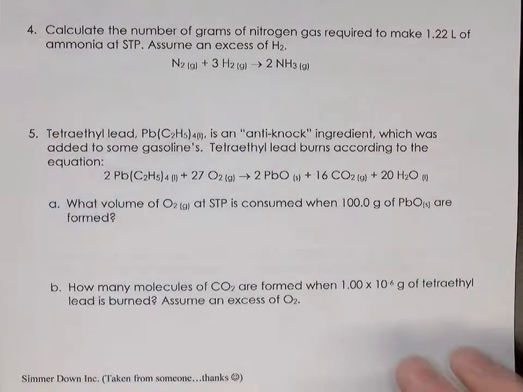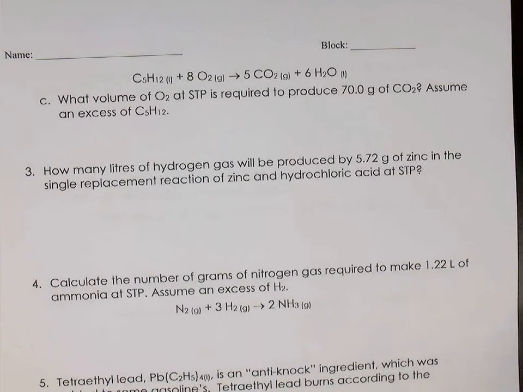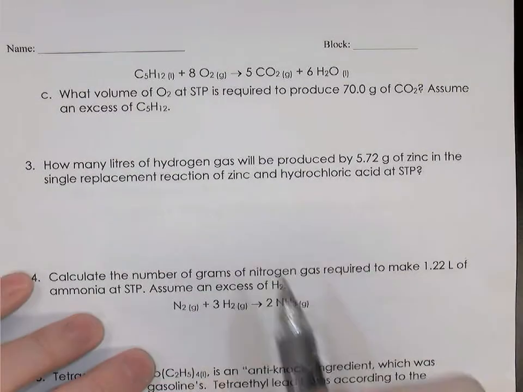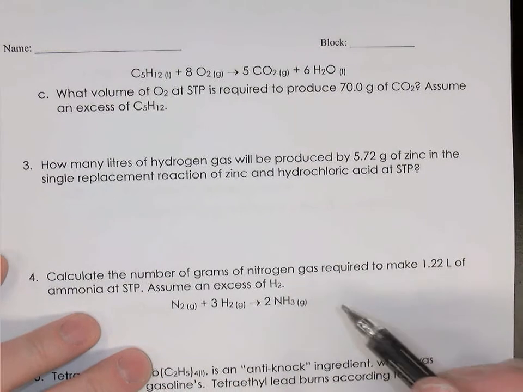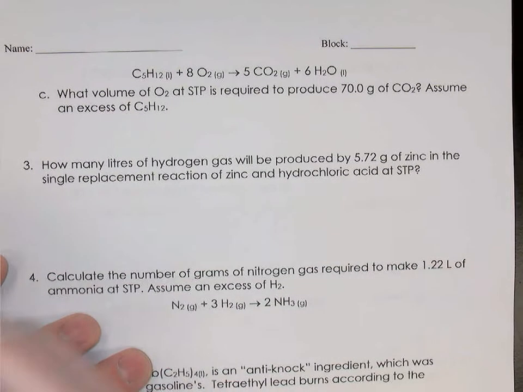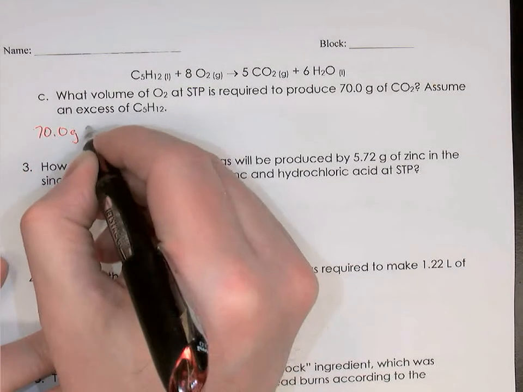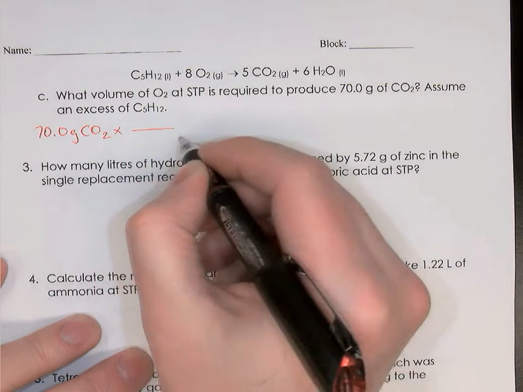Part C of the question asks, what volume of oxygen measured at STP would be needed to produce 70.0 grams of CO2, and assume that we have this time excess pentane. So again, assuming we have excess pentane simply means that all of the oxygen will be used up. So we will take our 70.0 grams of CO2, that's what we're trying to produce, and let's see how many moles of CO2 that is.